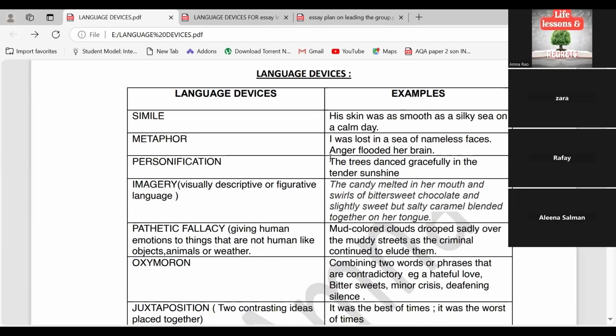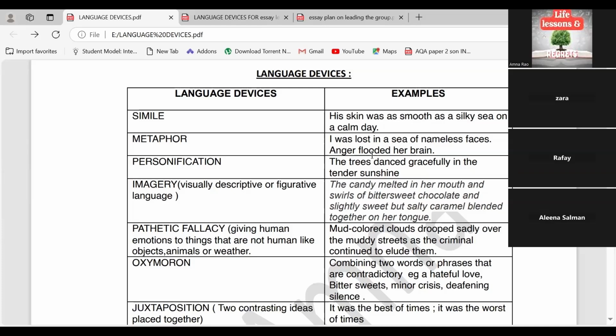Personification is giving human qualities to any non-human thing. The trees danced gracefully in the tender sunshine. Dancing trees is a positive image. I think, Alina, I read your essay in which you used dancing, and I wrote over there that dancing is a positive image, and you were using it in negative surroundings.